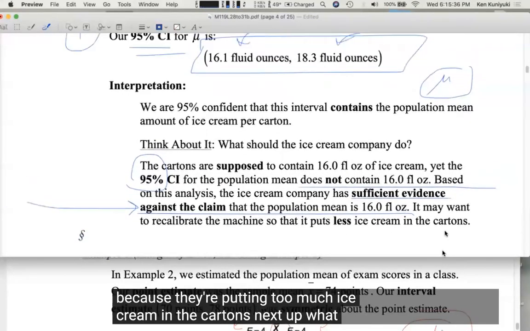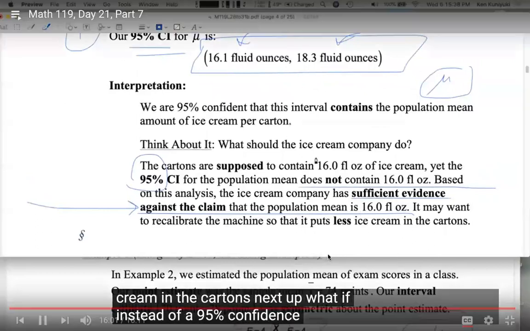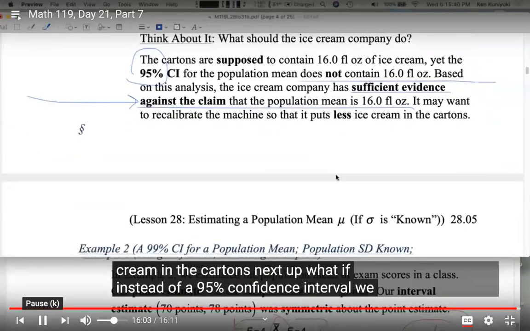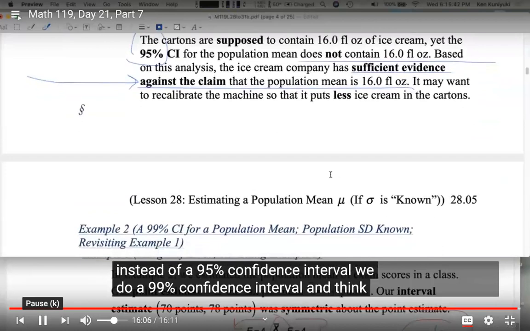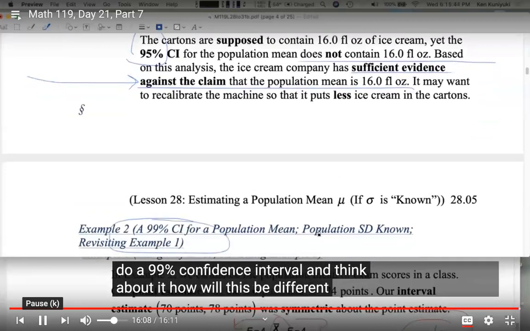Next up, what if instead of a 95% confidence interval, we do a 99% confidence interval? And think about it. How will this be different? I wanted to really introduce these ideas, and in fact, you could do lesson 28 if you follow this, but I'll be continuing with this next time. Basically, I want to give you a great solid introduction to lesson 28. This may be enough, actually, to even do 28. Next week we'll be busy.